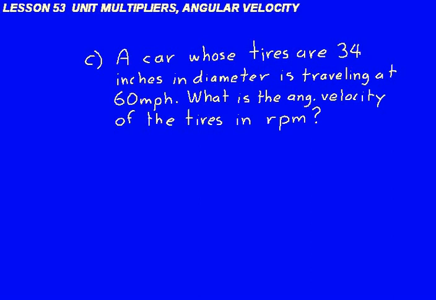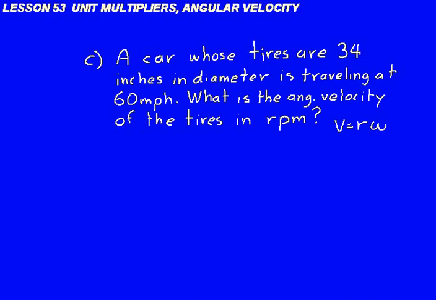Let's go ahead and do a practice problem now. Let's read this one. It says, a car whose tires are 34 inches in diameter is traveling at 60 miles per hour. What is the angular velocity of the tires in RPM, or in revolutions per minute? Well, let's just think about this. We're dealing with angular velocity. Anytime you see a problem like that where there's an angular velocity involved or a rotation, think about your rule or your formula, V equals R omega. You should put that formula in your notebook, your spiral notebook that you're keeping that has all your rules and formulas and definitions in it.